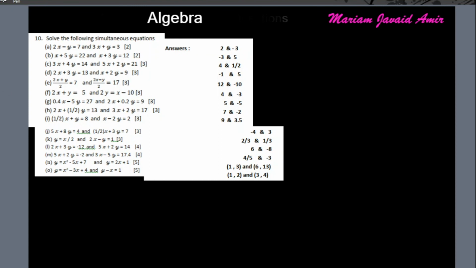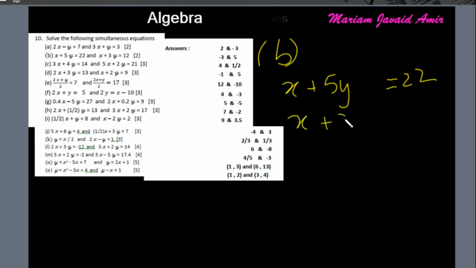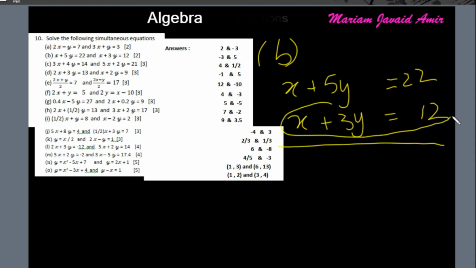Okay, let's do part B quickly. Part B is x plus 5y equals 22, and then x plus 3y equals 12. Now if I simply subtract these two equations, if I change the signs, in fact, let's forget about that. Let's multiply this whole equation with -1. So this will give me negative x, negative 3y, and negative 12. Now let's add these equations.